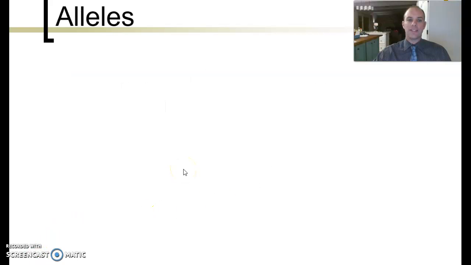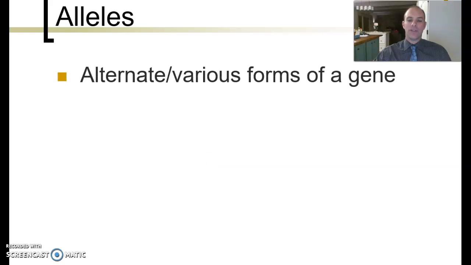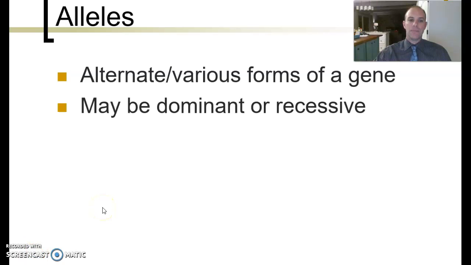Your next term is alleles, or an allele. Anybody remember what that is? Say it if you do. An allele is an alternate or various form of a gene. These alleles may be dominant or recessive. Remember, dominant having the big letters and recessive having the small letters.